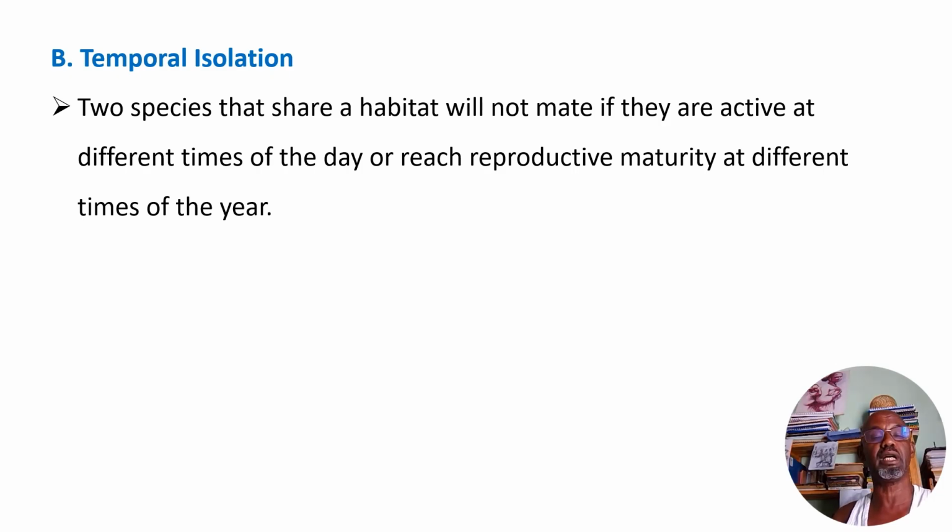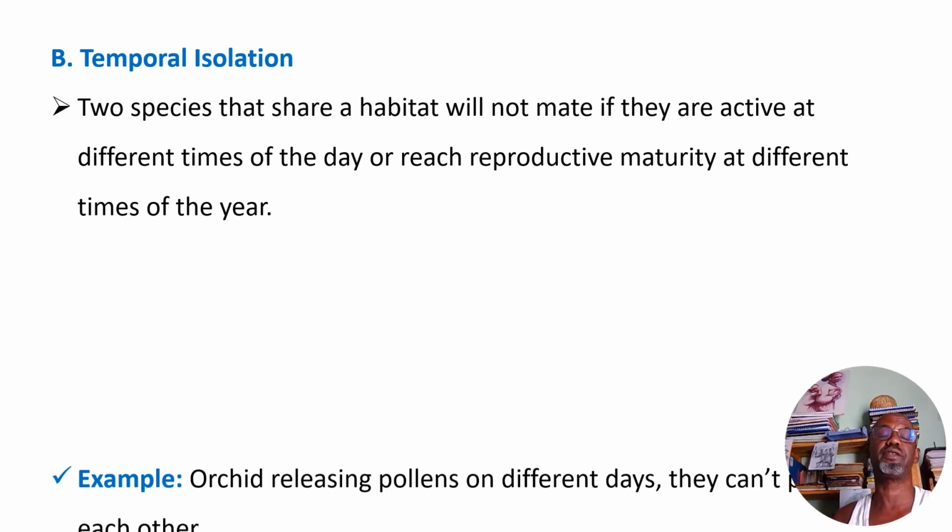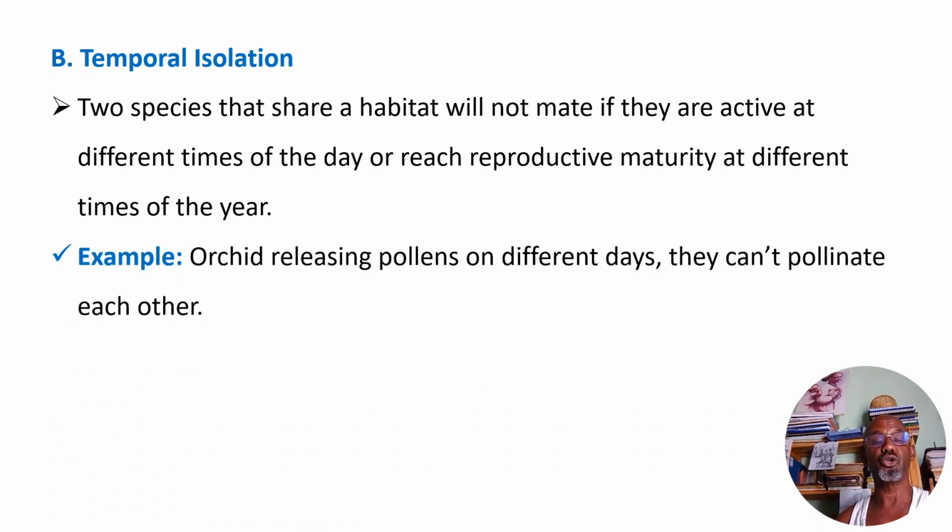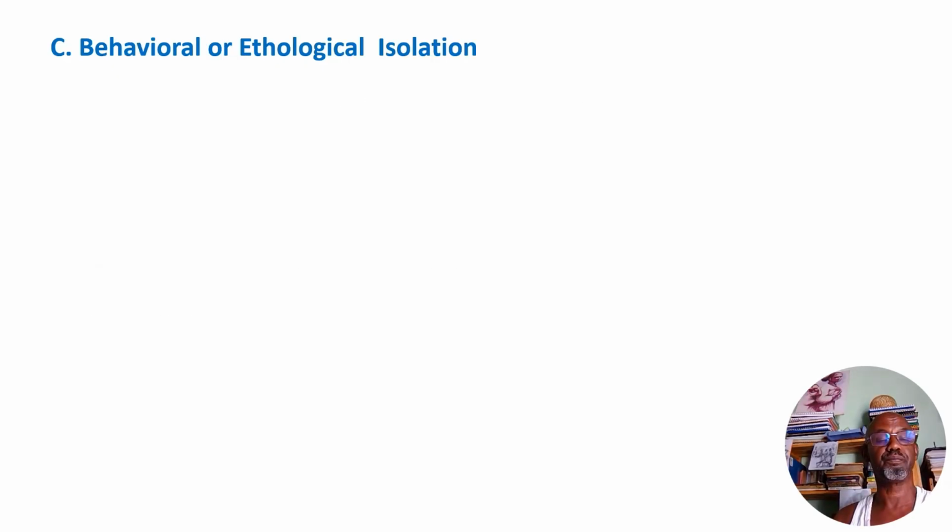reach reproductive maturity at different times of the year or reproduce at different seasons. Example, orchids releasing pollens on different days. They can't pollinate each other. Different species of orchids releasing pollens on different days. They can't pollinate each other, so they will become different species.